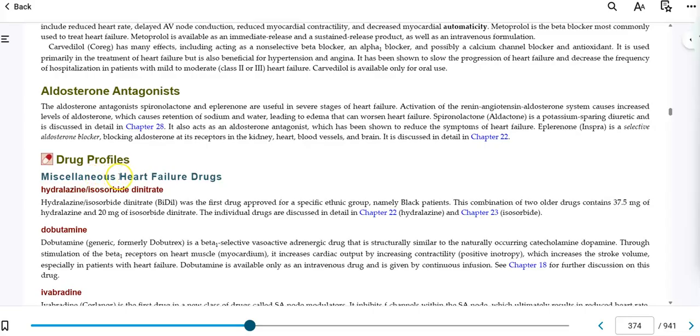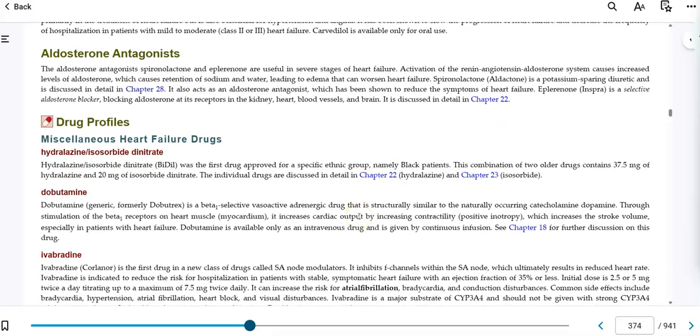Some of my miscellaneous ones, I want to point out the BiDil, which we mentioned earlier. Great for treatment of individuals with hypertension, angina, and heart failure in the Black population. Keep that one in mind.